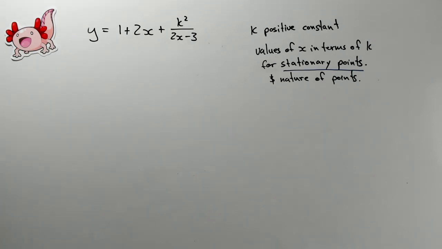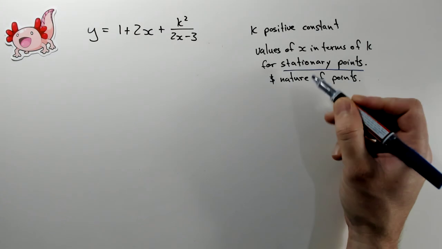Okay, on to our next question. In this one, they're giving us a function. I'm just going to read the question. It says a curve has the equation, whatever, that very long thing. And they're telling us k is a positive constant. And they say find, in terms of k, the values of x at which the curve has stationary points and determine the nature of each stationary point.